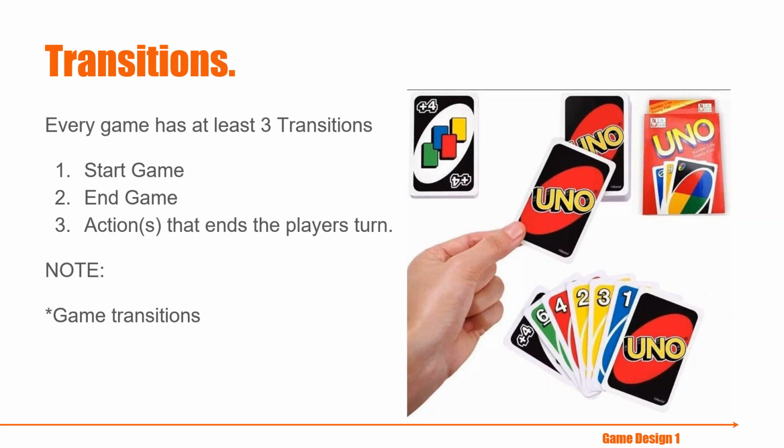So in Uno, we have start game, end game, play card, and draw a card, right? Because you can end your turn by drawing a card and then it passes your turn to the next player. As you see, I have a little asterisk there. There's such a thing as a game transition. This happens in some games. I haven't seen this happen in a student design game yet, but there are such things as game transitions and you should be aware of them.